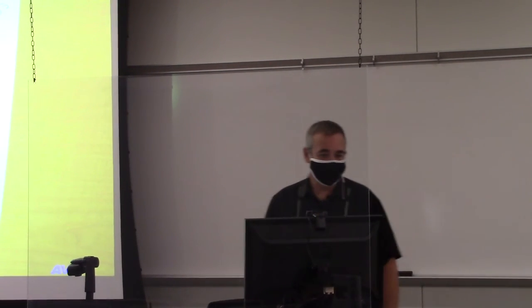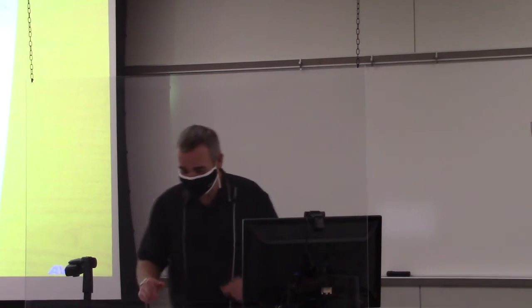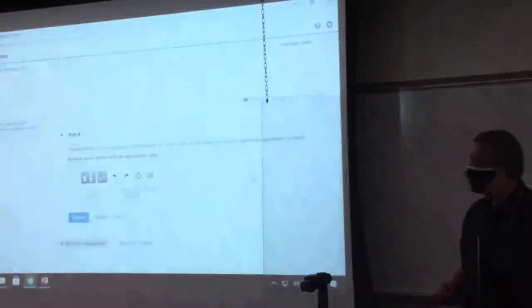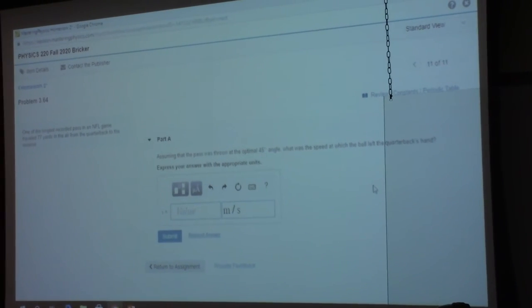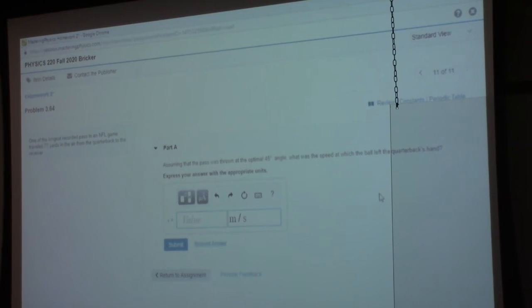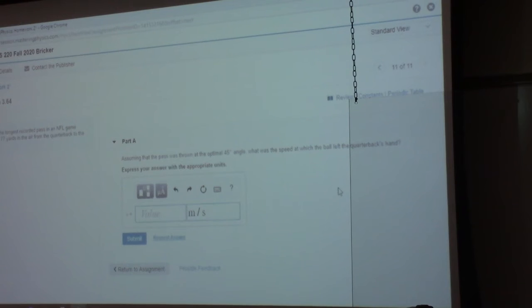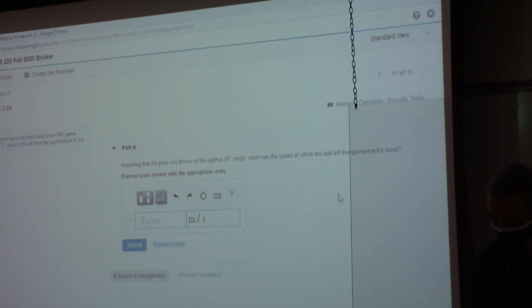Okay, one of the longest recorded passes in an NFL game was 77 yards. Yards, perfectly good, but we're going to have to convert that into meters. Assuming that the pass was thrown at the optimal 45 degrees, remember that's where you get the biggest range, what was the speed at which the ball left the quarterback's hand? And we want the answer in meters per second. Okay, so longest pass, 77 yards. You might have a different number. You're going to have to convert this to meters.